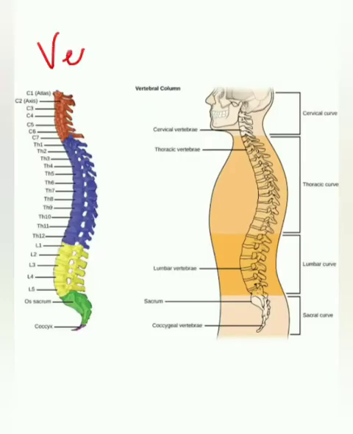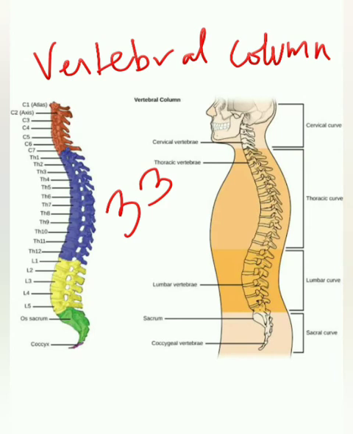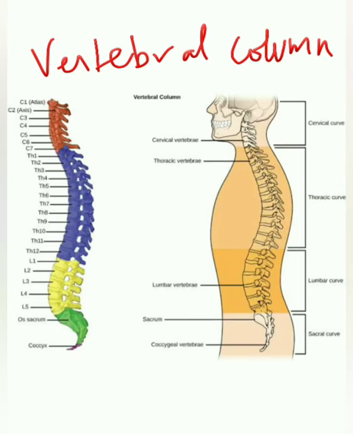Next is vertebral column. So in vertebral column there are 33 vertebral bones, and these vertebral bones are grouped and named according to the region they occupy. So in the last class only I've already explained about the number of bones present in vertebral column. So they are 7 cervical vertebra, 12 thoracic vertebra, 5 lumbar vertebra, 5 sacral vertebra, and 4 coccygeal vertebra.